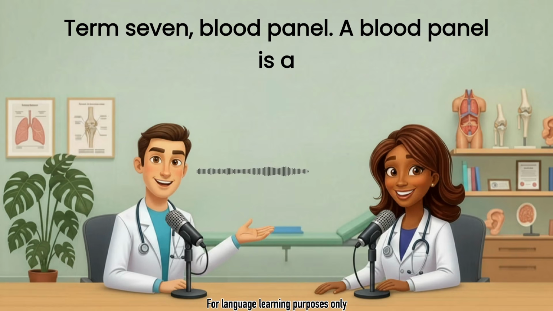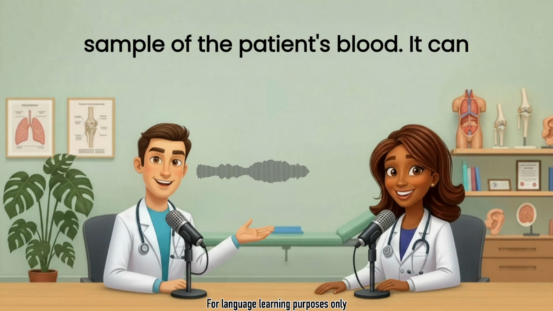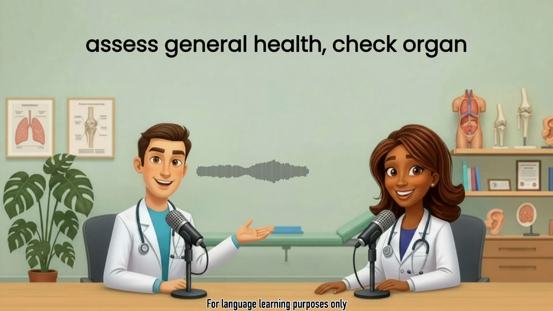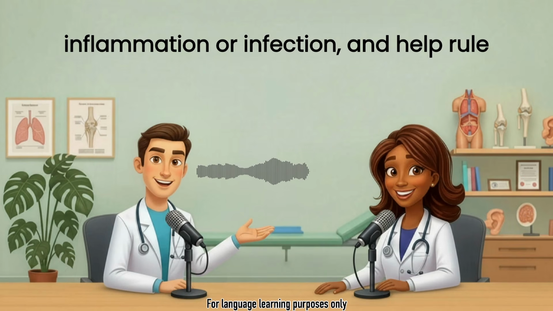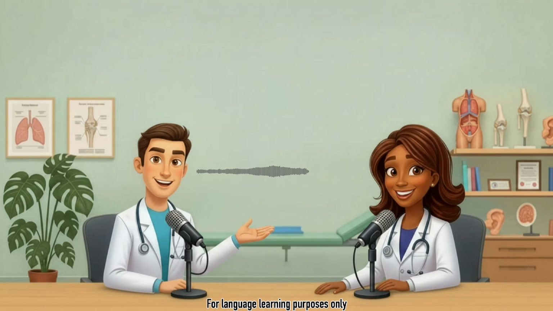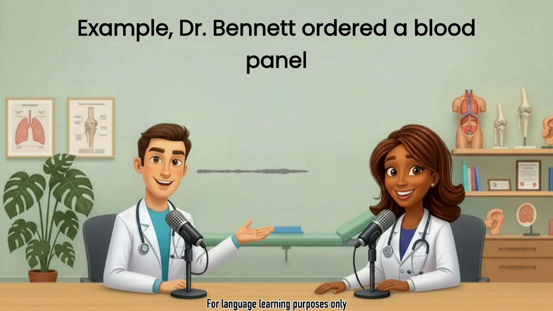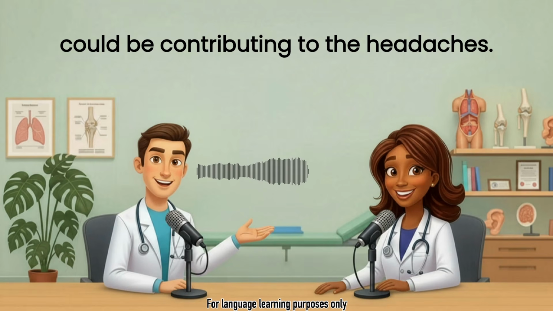Term 7. Blood panel. A blood panel is a set of laboratory tests performed on a sample of the patient's blood. It can assess general health, check organ function, look for markers of inflammation or infection, and help rule out other causes of a patient's symptoms. Example: Dr. Bennett ordered a blood panel to rule out any underlying conditions that could be contributing to the headaches.